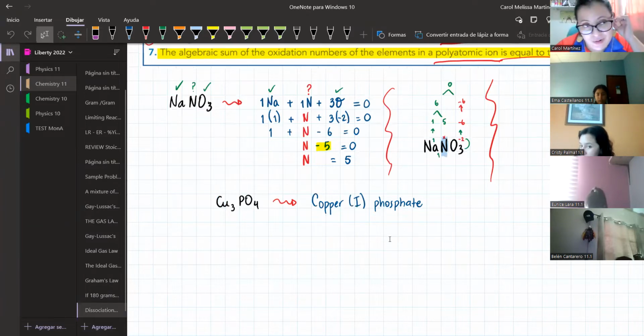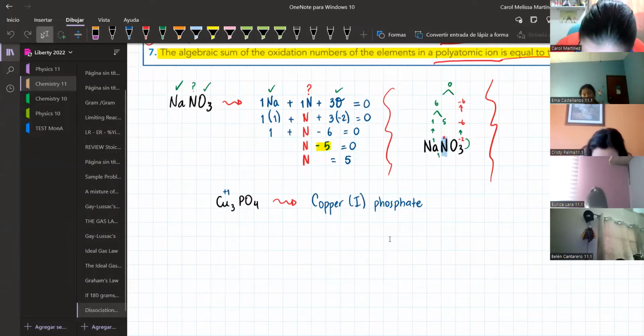And you don't want to waste time in this. Okay, so you have copper plus 1. You have the charge of oxygen. This is not oxygen difluoride. It's not a peroxide. So the charge is -2.